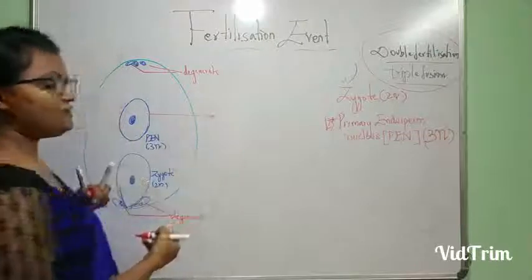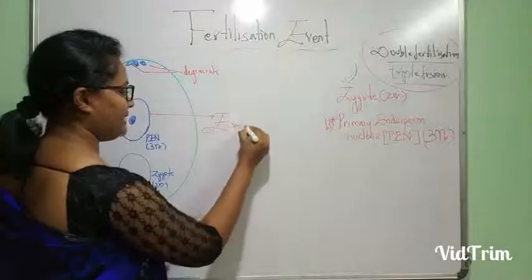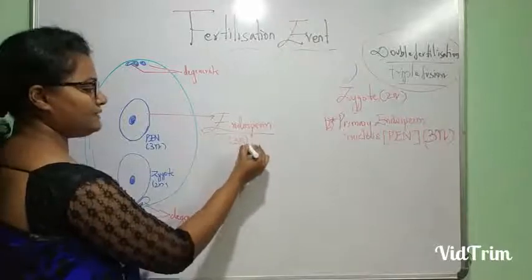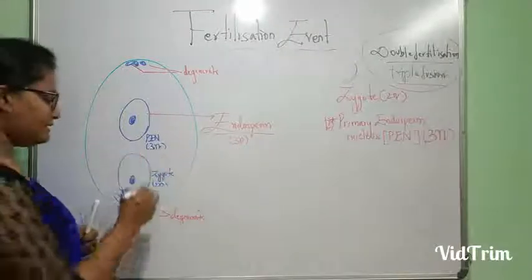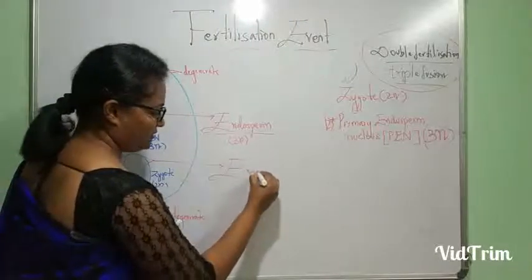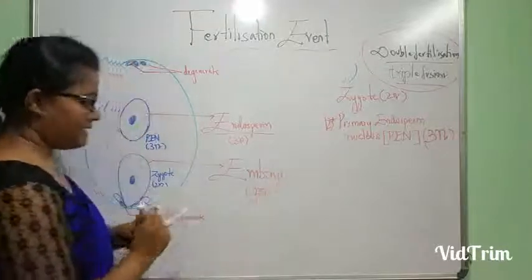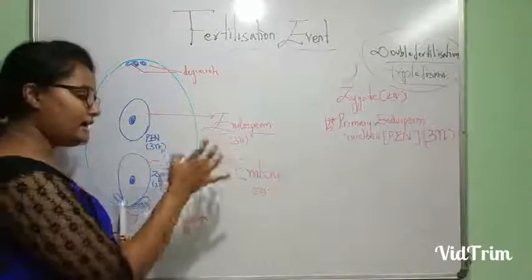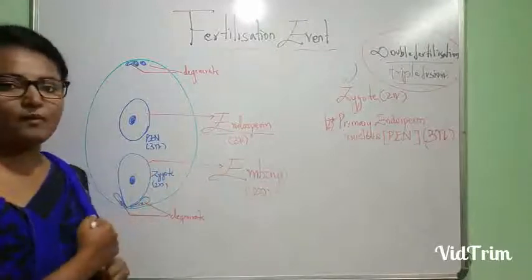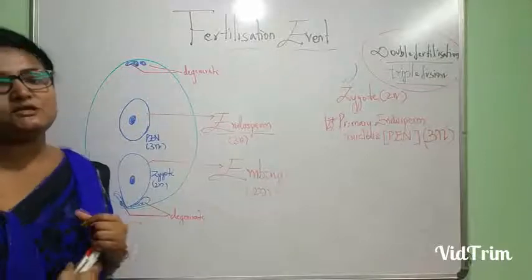The primary endosperm nucleus will give rise to the endosperm. Remember, it is always 3n because our PEN is 3n, and the zygote will form the embryo, which is 2n. The development of endosperm and embryo is our next event, that is the post-fertilization event. This is the fertilization event.